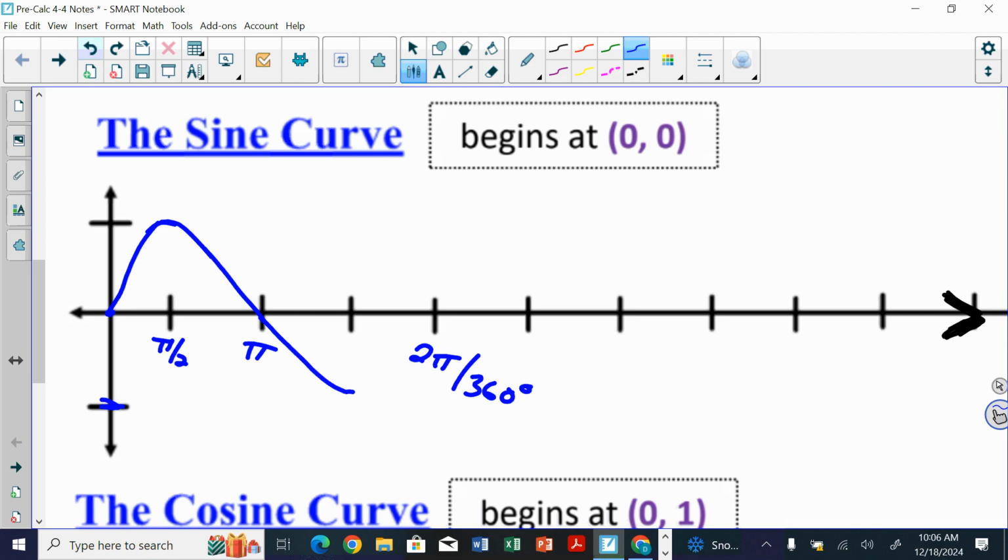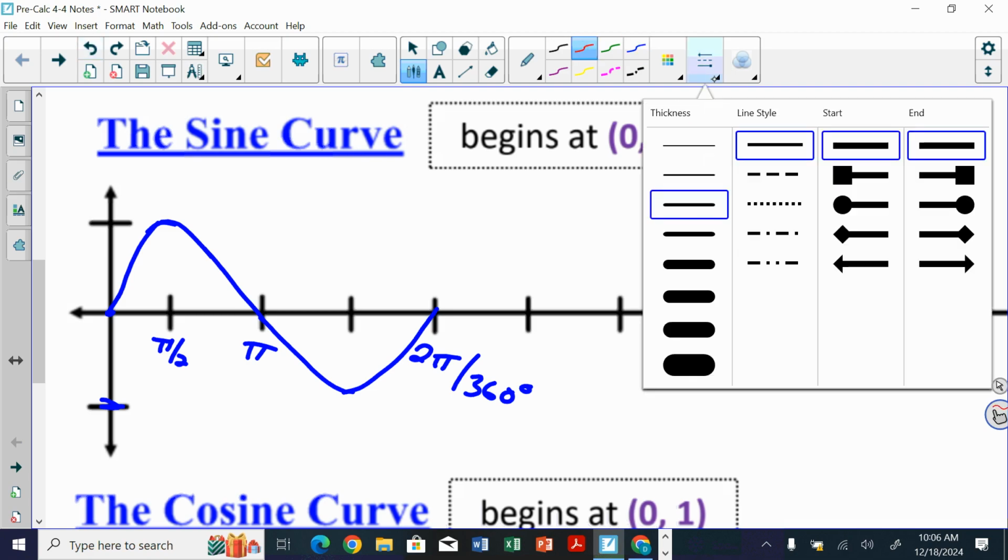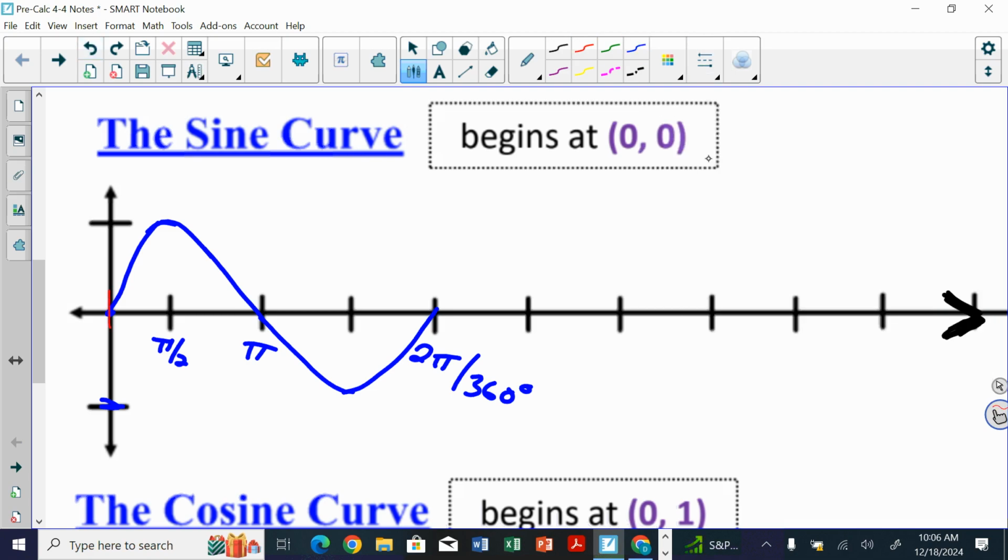And then it'll start to curve up again, and then it's going to go right through the axis here at 2 pi. Okay? So what you'll see is that's the piece. That's one period. We start here and we go from this part to this part is one period.